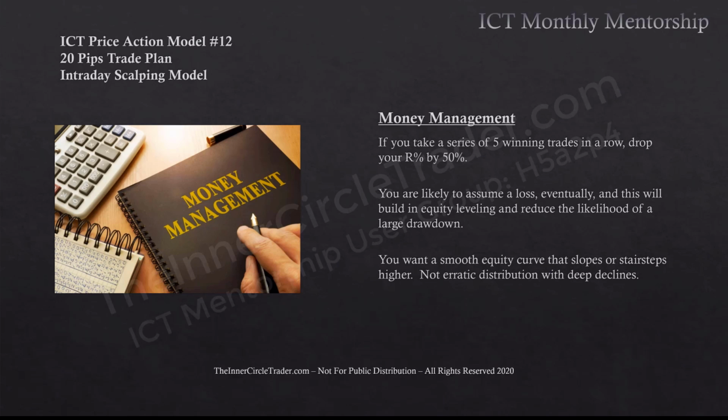If you take a series of 5 winning trades in a row, drop your R% by 50%. You are likely to assume a loss eventually, and this will build in equity leveling and reduce the likelihood of a large drawdown. You want a smooth equity curve that slopes or stair steps higher, not erratic distribution with deep declines.